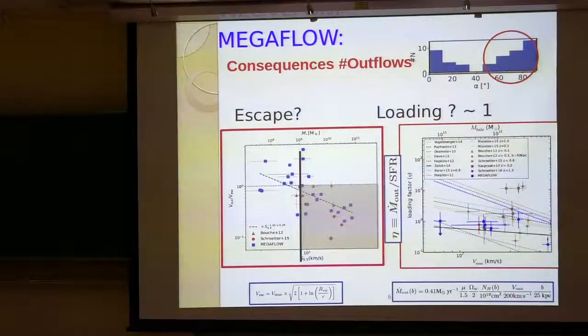In terms of the loading factor, this is on the right. The loading factors are a function of halo mass, galaxy mass. We tend to find a halo loading factor around unity in all cases, with very weak dependence on halo mass, if at all. And what's interesting is that if you now compare the wind speed to the escape velocity for the halo mass, it seems like most of the gas is not escaping, at least above the mass threshold, whereas the wind speed could only be escaping at the lowest mass.